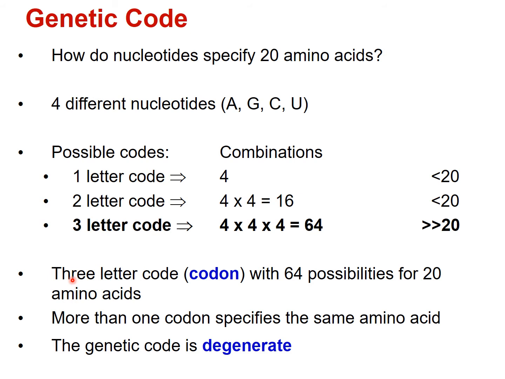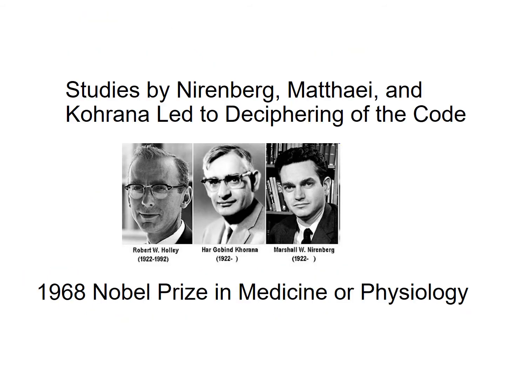Based on this, researchers hypothesized that there's a 3-letter code, which is called a codon, with 64 possibilities for all 20 amino acids. So that means more than one codon can code for the same amino acid. And there's a term for this: the genetic code is degenerate. It's not a bad genetic code, it's just that there are multiple ways to code for the same amino acid.